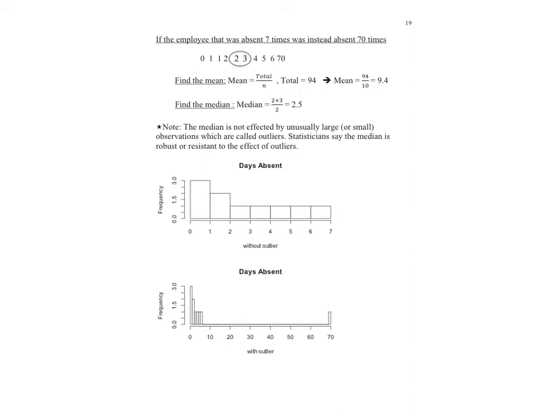But the median, when we have them arranged in order, doesn't care whether this is a 7 or a 70. We still have 2 and 3 in the middle, and our median is still 2.5. Now the mean, 9.4, and the median are very different. The mean is about 3.8 times as big. So the mean is much greater than the median.